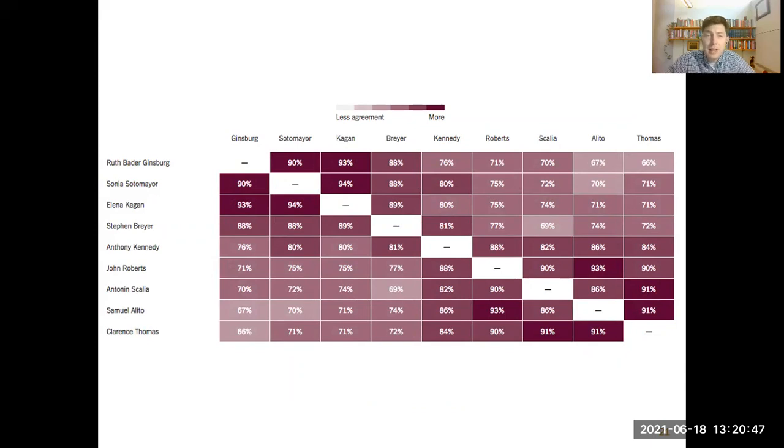Now, there is some ideological agreement. We do find, for example, that liberals on the court, Ruth Bader Ginsburg, Sonia Sotomayor, Elena Kagan, Stephen Breyer, tend to agree more often, but so do the conservatives on the court: Clarence Thomas, Samuel Alito, Antonin Scalia, or John Roberts. However, justices who are traditionally considered liberals still tend to agree most of the time with the conservative justices and vice versa.